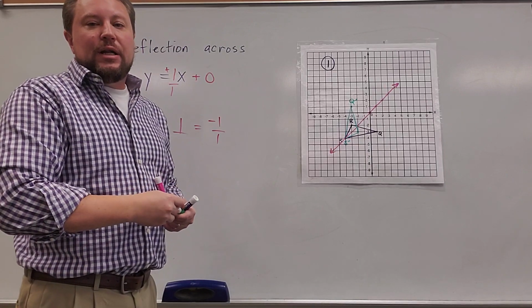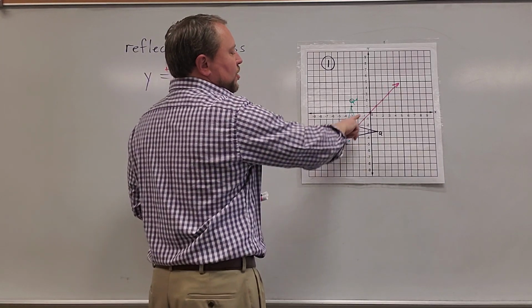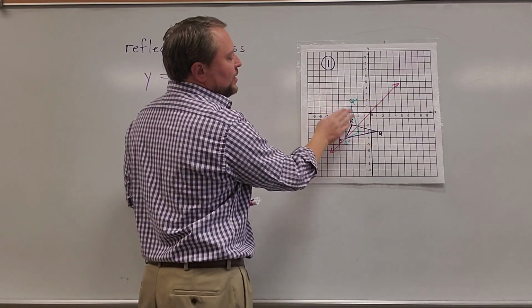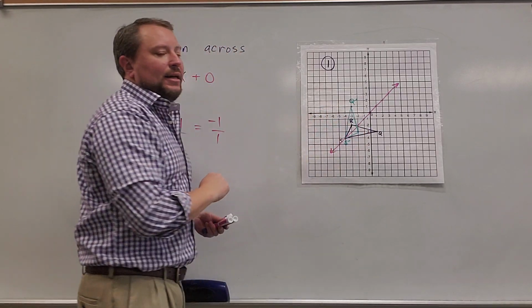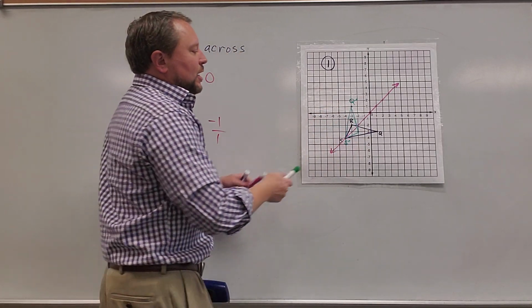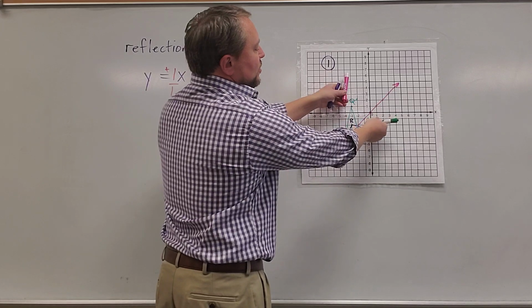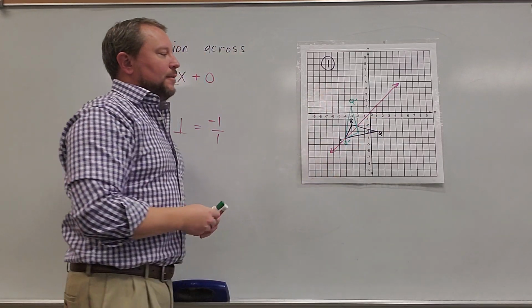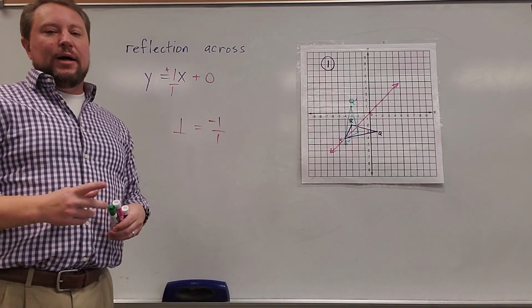You know if you've done it correctly if, as you look along your line of reflection, it looks very symmetric on both sides of that line. It kind of looks like wings on an airplane, how these 2 points go out. So that's problem number 1.